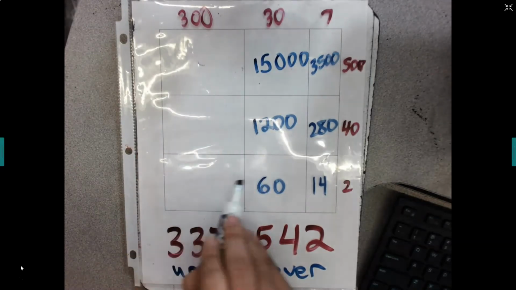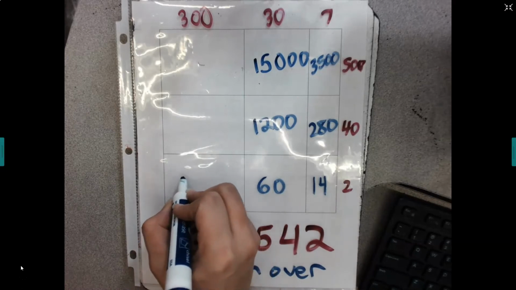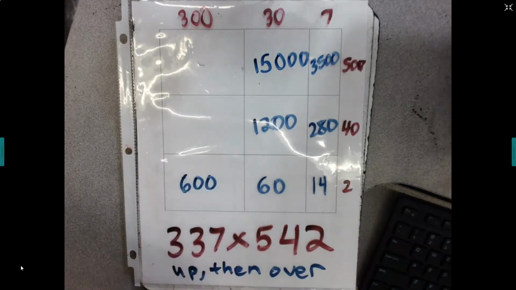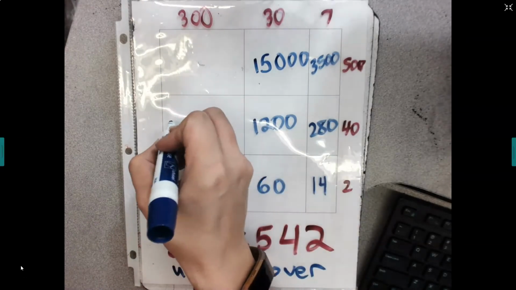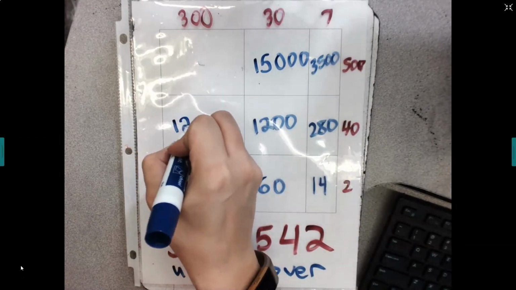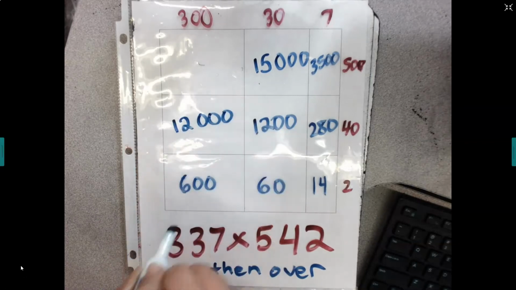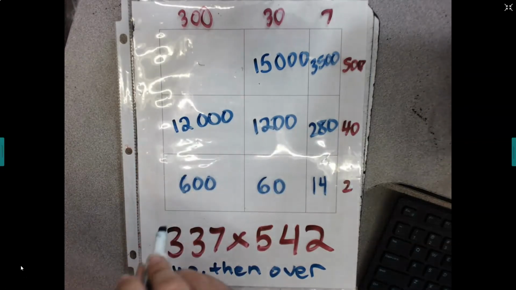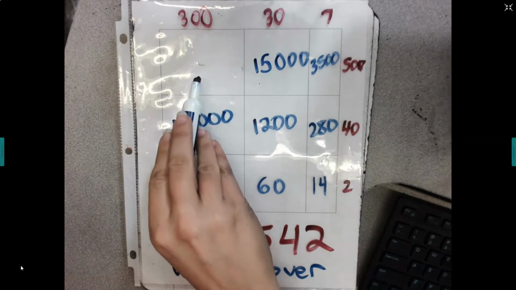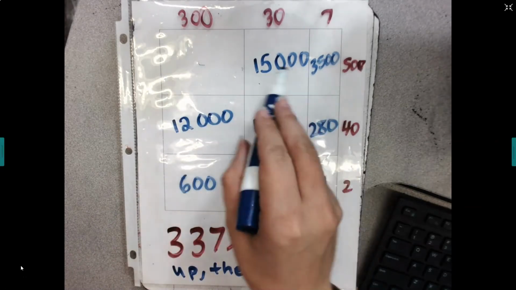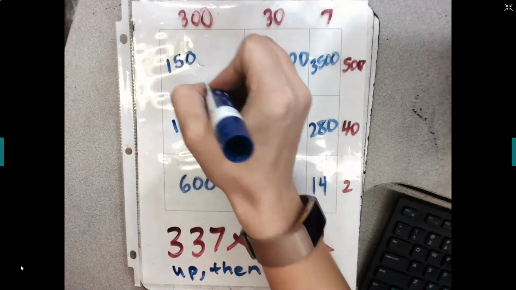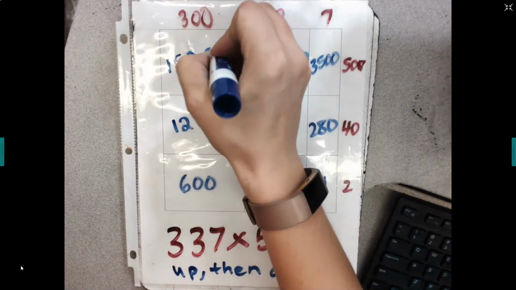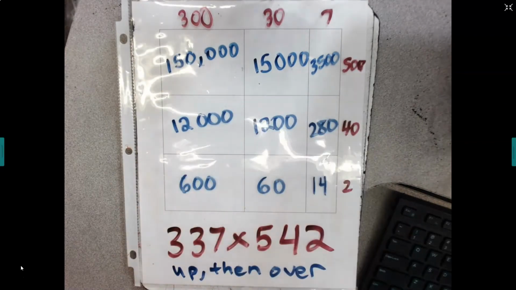Up to 300, over to 2. 300 times 2 is 600. Up to 300, over to 40. 300 times 40 is 12,000. Okay, up to 300, over to 500. 300 times 500 is 150,000 because I've got those 4 zeros.